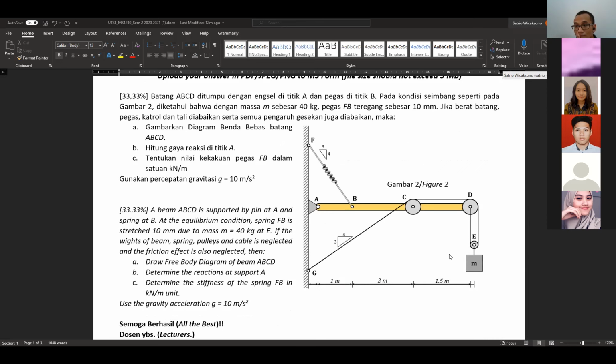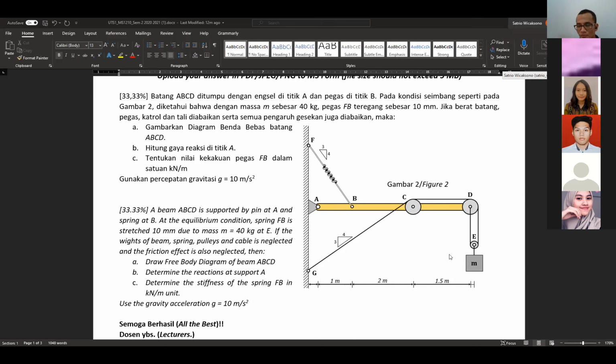Should we also include the E? Because when I'm calculating the B, I didn't put the E in the calculation. I only put the tension in D. So there's no E.